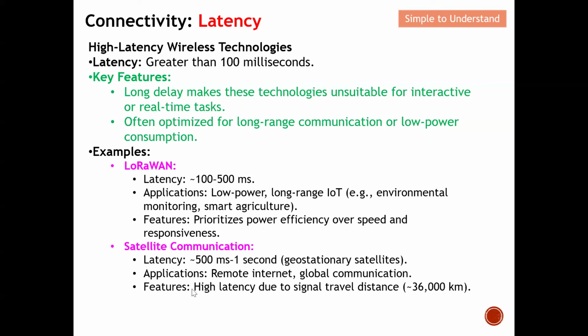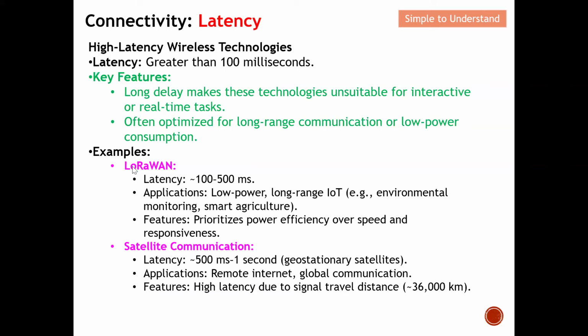Let's move on to the high latency. High latency means that there's a lot of delay in the wireless technology. So the latency increases to more than 100 milliseconds. The key feature is that you are going to have a long delay, which makes this technology unsuitable for interactive or real-time tasks. Basically, the latency is so much that you don't want to do any interactive or even real-time tasks here. So they are often optimized for long-range communication or low power consumption.